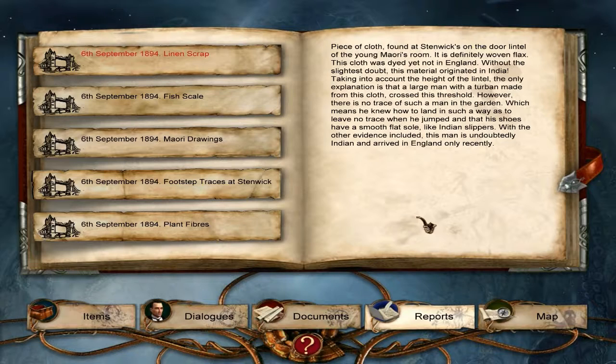Taking into account the height of the lintel, the only explanation is that a large man with a turban made from this cloth crossed this threshold. However, there is no trace of such a man in the garden. Which means he knew how to land in such a way as to leave no trace when he jumped, and that his shoes have a smooth, flat sole, like Indian slippers. With the other evidence included, this man is undoubtedly Indian and arrived in England only recently.